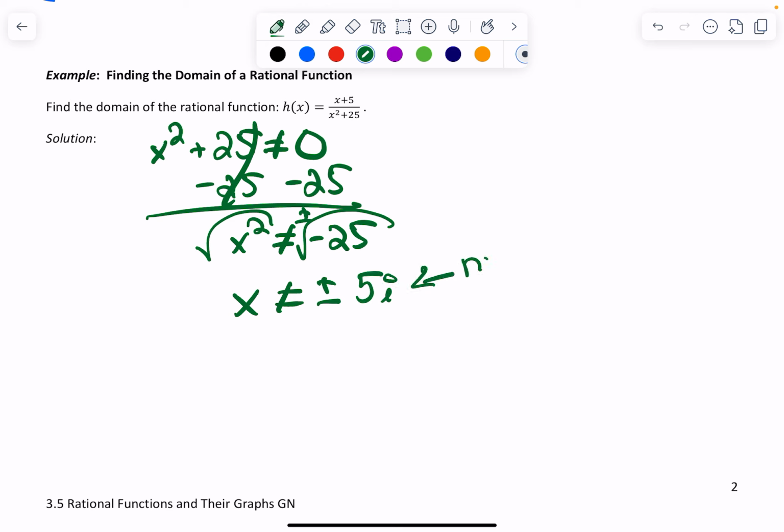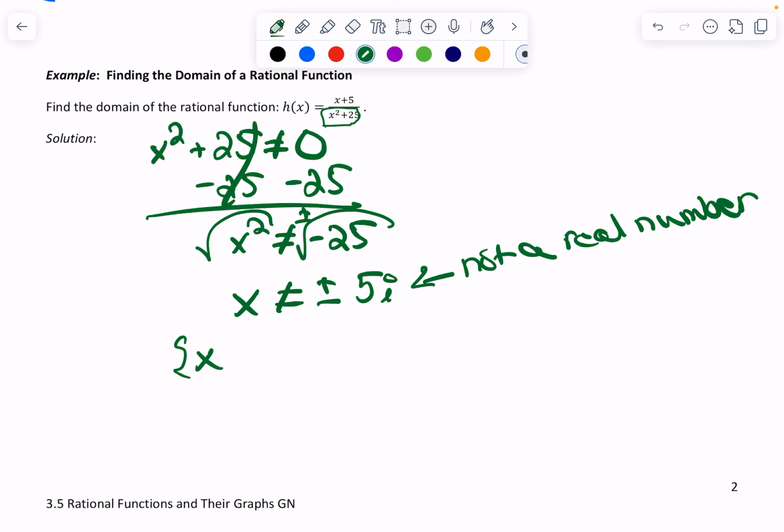Now, this is not a real number, so that means there are no exclusions from the domain. If we look at x squared plus 25, it's always going to be positive because of the x squared, even if we have a large negative or a small negative number. So x is such that x is all real numbers, or negative infinity to infinity.